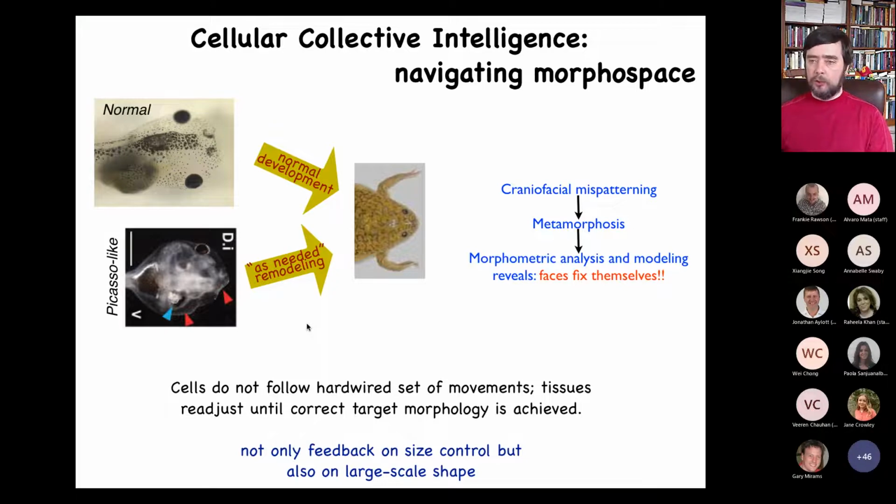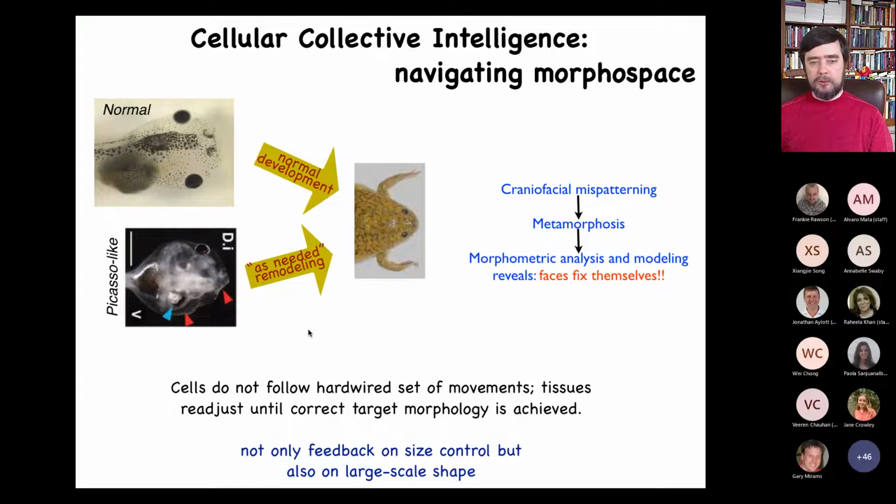So we made what are called Picasso tadpoles, meaning everything's in the wrong place. The eyes are on the back of the head, the jaws are off to the side, everything is wrong. And we found that these animals basically become pretty normal frogs, because all of these craniofacial organs will move in novel paths, sometimes going too far and having to double back. But they keep moving around relative to each other until they get to their correct location for a frog face.